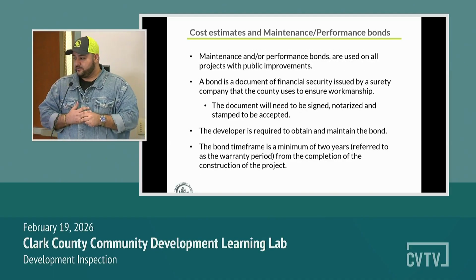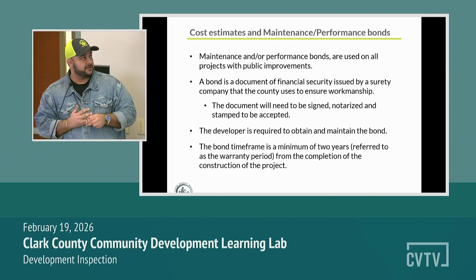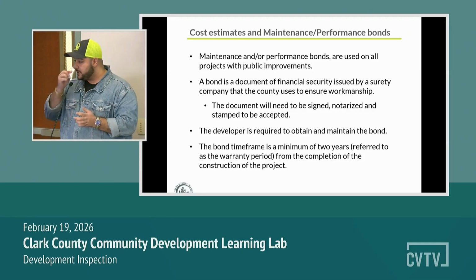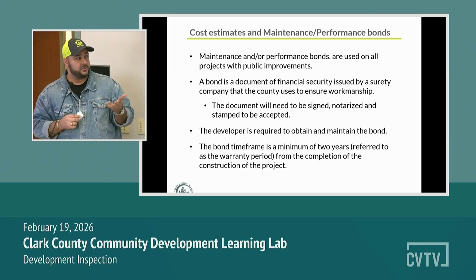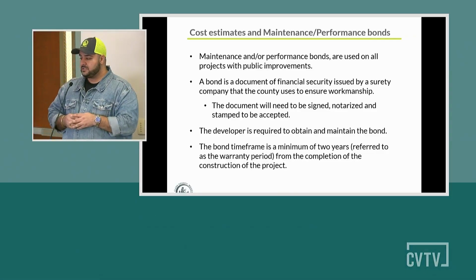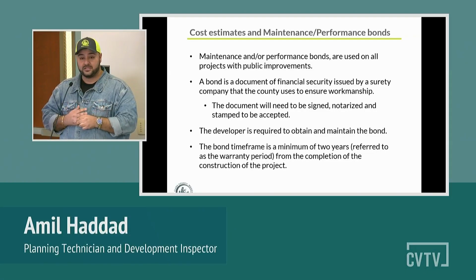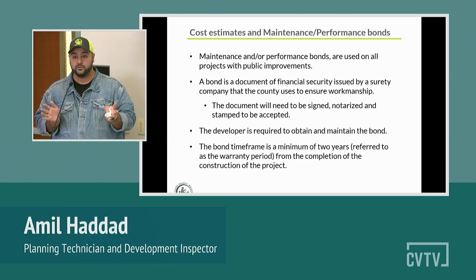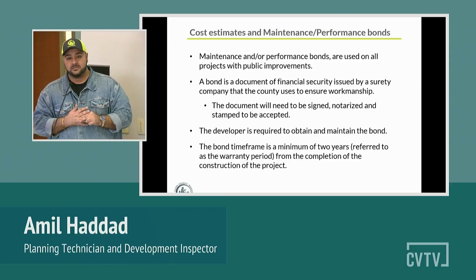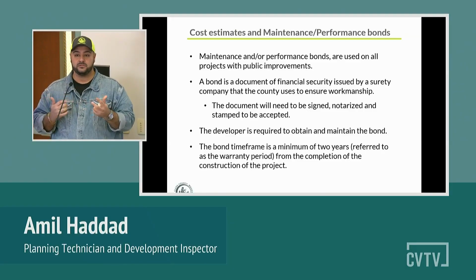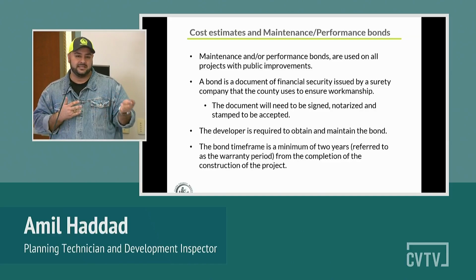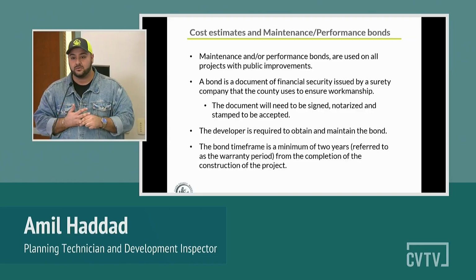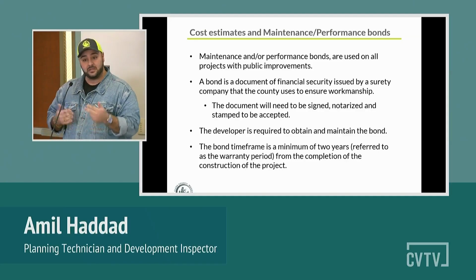The maintenance bond or performance bonds are used on all projects, as I mentioned, with public improvement. A bond, for those that don't know, is a document of financial security issued by a surety company that the county then uses to ensure workmanship. So the document will need to be signed, notarized, and stamped for us to accept it. As I mentioned earlier, every word on that needs to match what is legally approved for us, the template that we send you. There are some situations where there's discretion or general review for certain entities, but more than likely it's the exact template that we have to use, and it's just simple as going to your surety company and making sure it's taken care of for the amount that we requested.